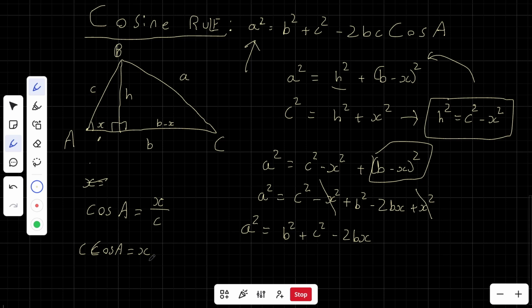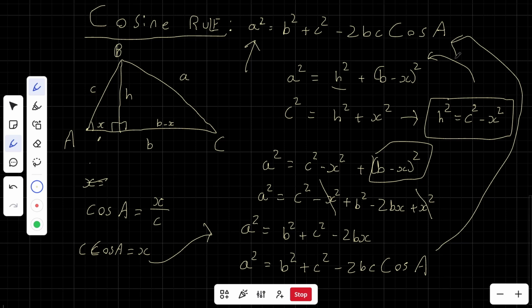And so we can make that substitution into this equation here. So a squared equals b squared plus c squared minus 2bc cos A. And that's where the cosine rule comes from.